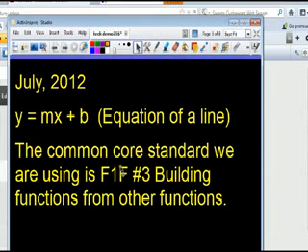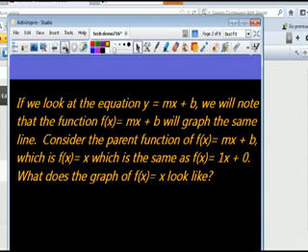Today we're going to look at the equation of a line, and we're going to use GeoGebra to graph that line and to manipulate the line by changing the numbers that go into places of M and B. The standard that we're using is F-IF number 3, building functions from other functions.